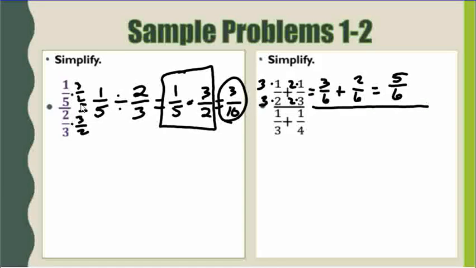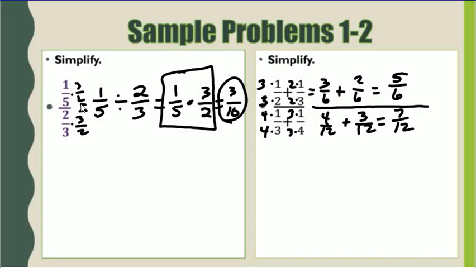In my denominator, I have 3 and 4. The common denominator is 12. I need to multiply 3 times 4 to get 12. That means 4 times 1 will give us 4, and 4 times 3 gives me 12. So I need to multiply 3 times 1 to give me 3/12, which will give me an answer of 7/12. So now I have 5/6 divided by 7/12.